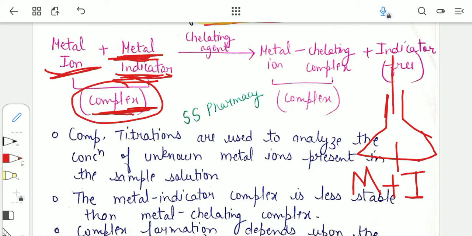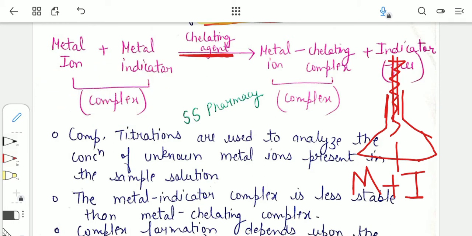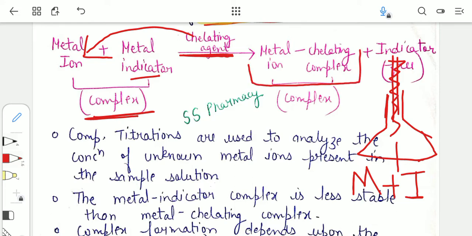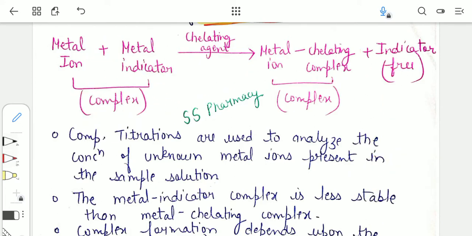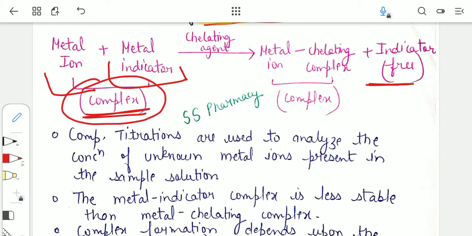After that we will begin our titration with our suitable chelating agent, and this chelating agent will replace the metal indicator from this complex, and it will itself form a complex with the metal ions. So when the titration begins, our metal ion will form a complex with the chelating agent, and our metal ion indicator, which was earlier in a complex with the metal ion, will become free. What I'm saying is that before the titration, in the conical flask, there was a complex of our metal ion and our metal ion indicator. That complex was having one particular color.